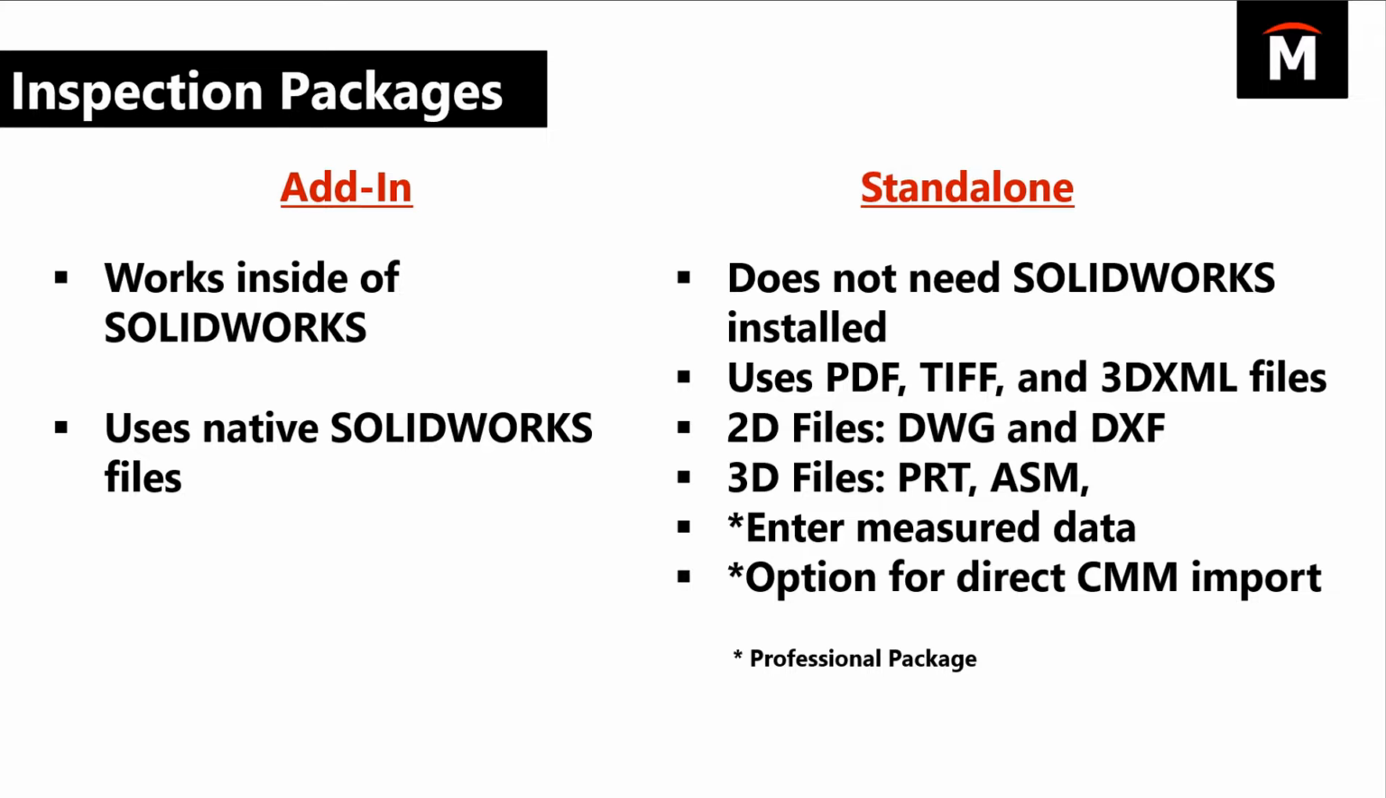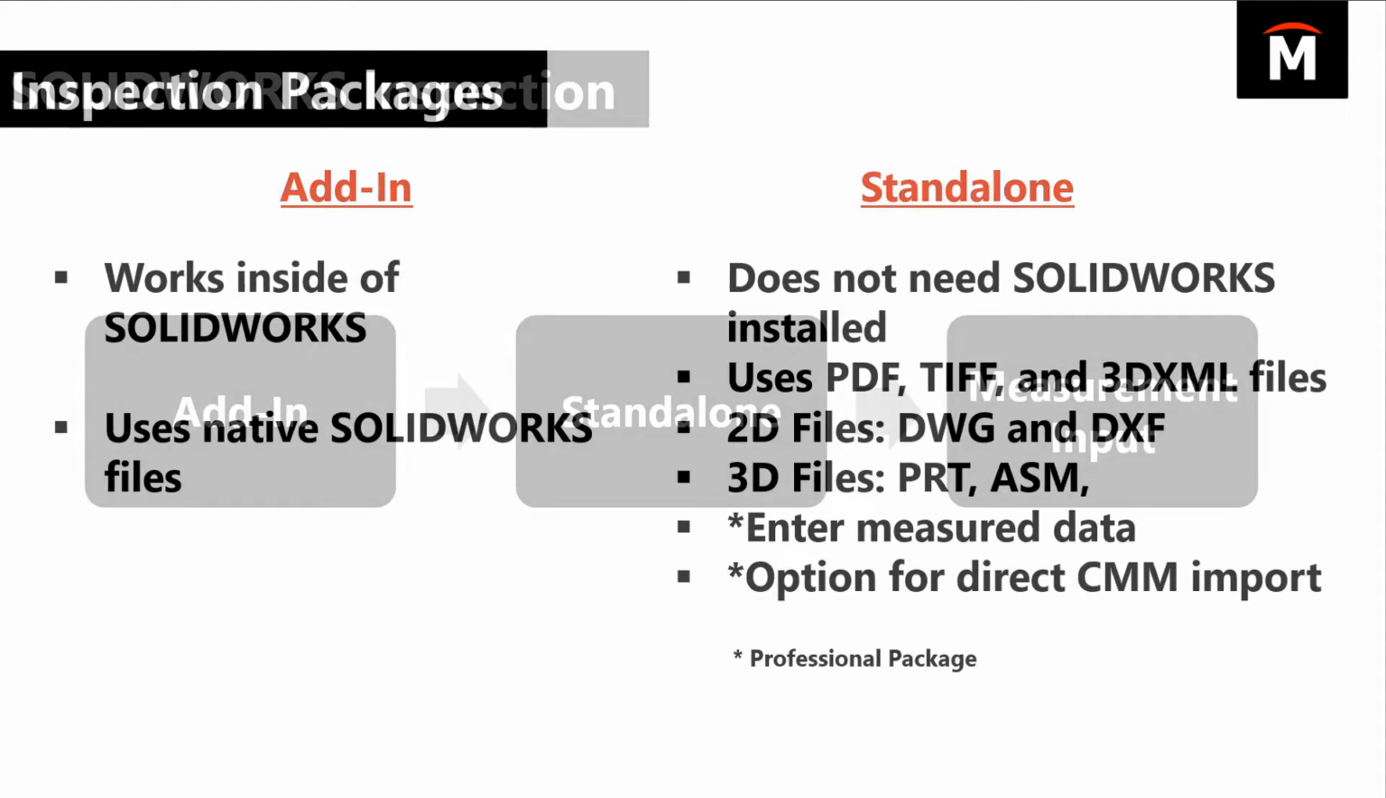The standalone system is what I call a CAD agnostic software, in that it's going to use a lot more generic file types. We're going to take a look today at the PDF and then also at the DWG file type. And the two asterisk items that you're seeing, both are in the professional package. So just to be clear, whether you are considering standard or professional, the add-in is going to be the same in both. There's no change in the add-in between standard and professional, and the professional package is going to have that ability to enter measured data and CMM import in the standalone only.